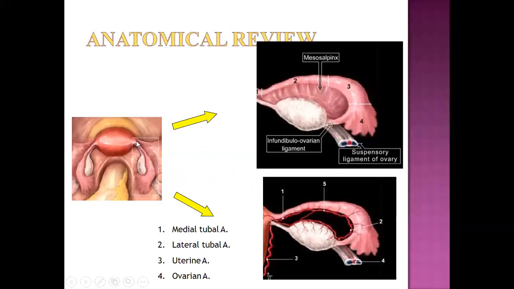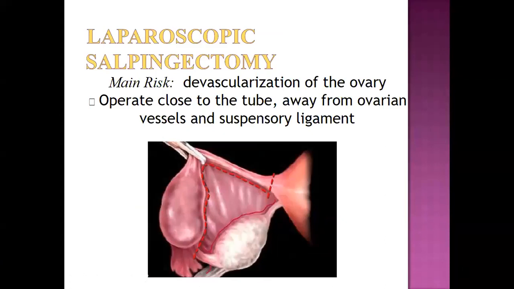You will see this is the uterus, this is the fallopian tube and ovary, this is the broad ligament, this is the tube. Now, there are different sides of the tube, as I told you. Now, what happens in the salpingostomy? We will operate close to the ovary, where you can see this is the ovary, and this is the ectopic pregnancy. We operate away from the ovarian vessel, so that the ovarian vessel is not damaged and there is no compromise of the ovarian circulation.